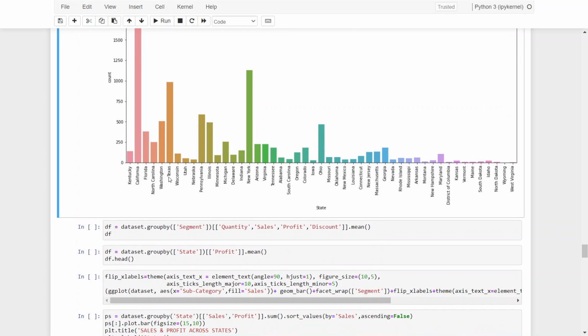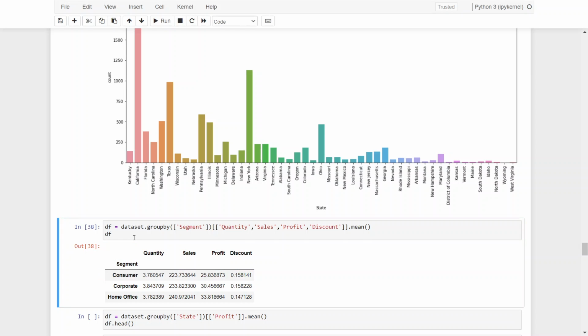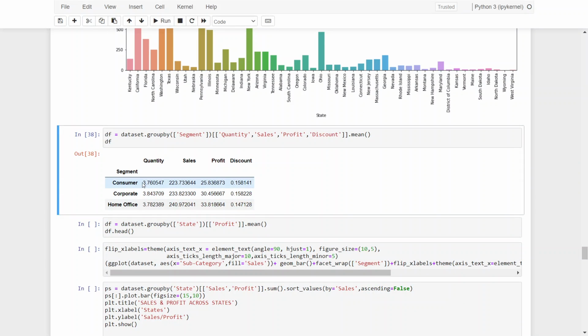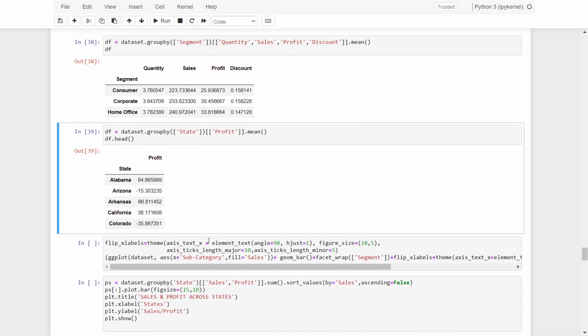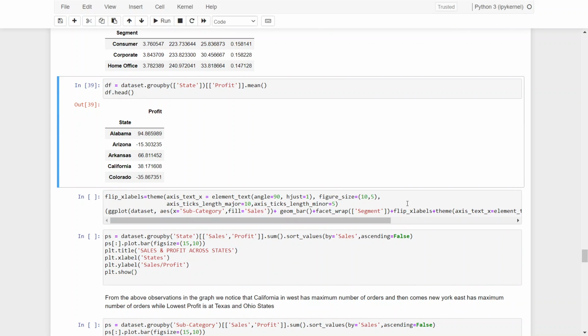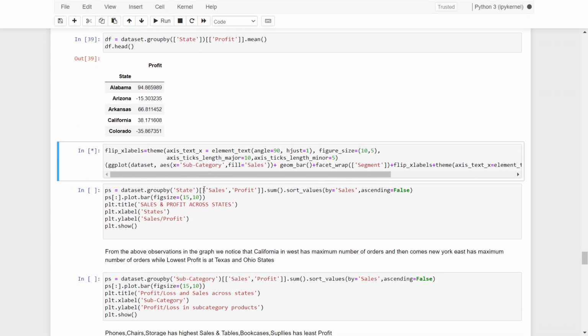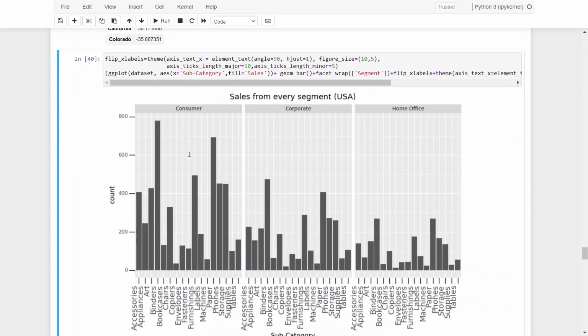After that, I am going to see the product list in each segment. So I am going to determine the consumer, corporate, and home office segments with the sales, profits, and discount of the data set, and I am going to run the state-based profit and plot it here. It's running. Just wait a minute while it loads. Yes, it's loaded.